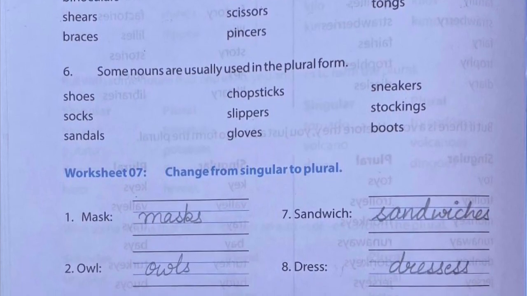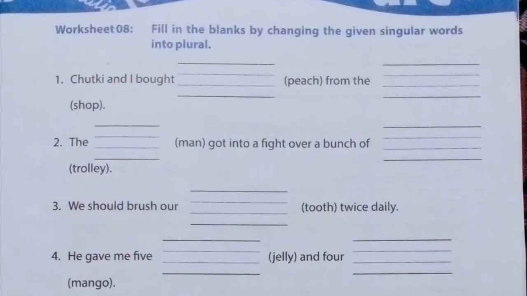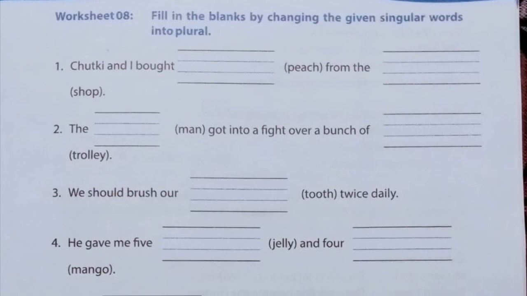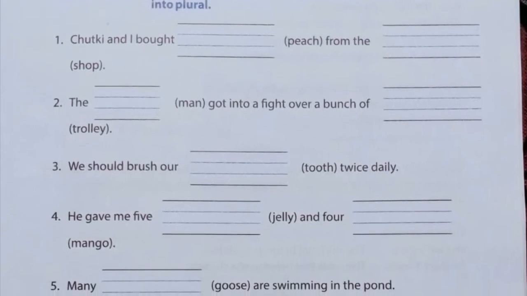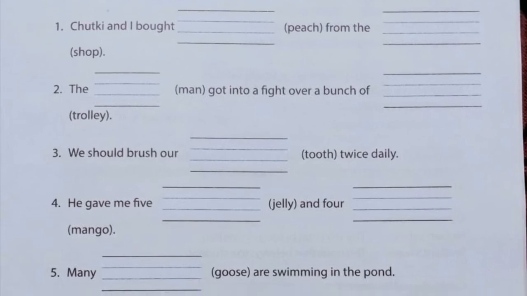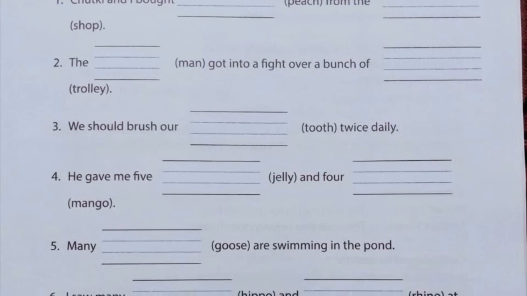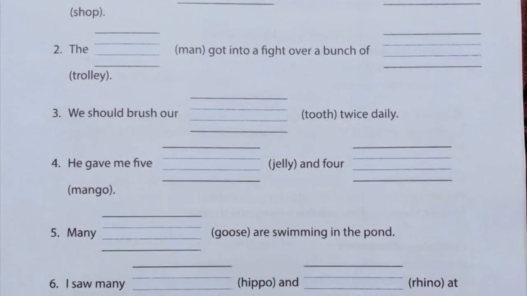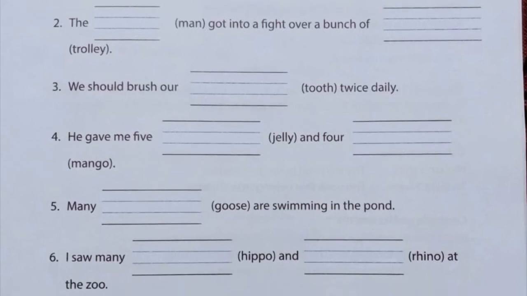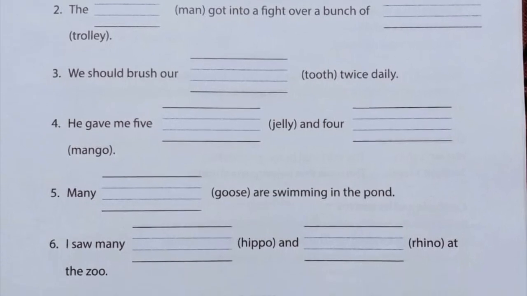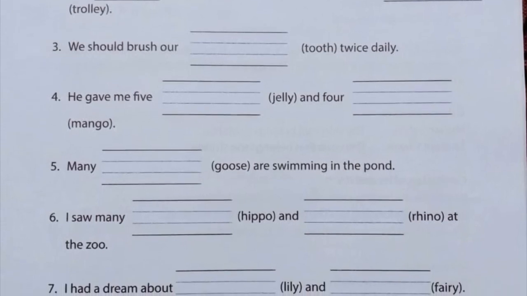In worksheet 8, again they have given us words which have to be changed into the plural form, like Chutki and I bought peaches. The word is ending with ch, so we have to add only es. From the shops. So you continuously have to keep in mind the rules also. And the second is men, got into a fight over a bunch of trolleys. So you have to solve them like this.